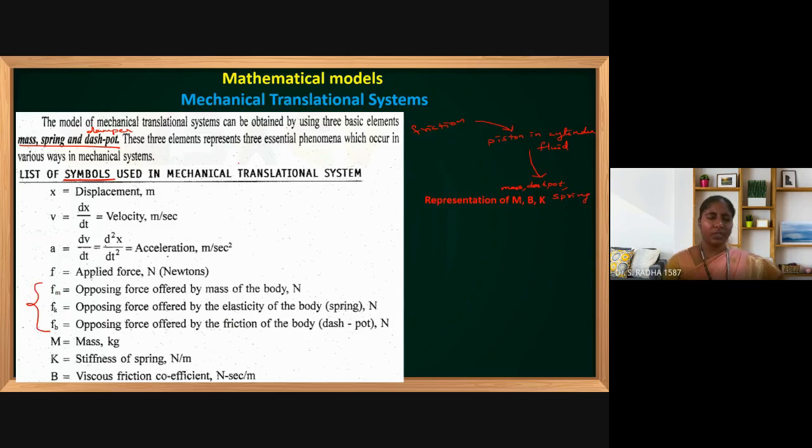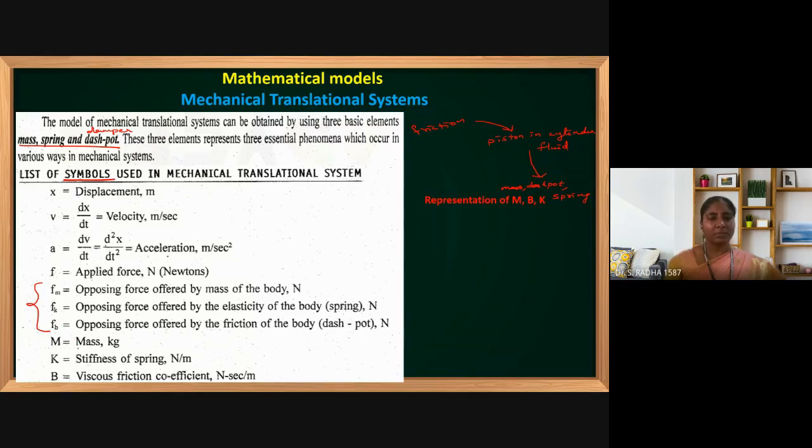We are taking 3 components to represent any system, and those 3 components will be giving some opposing force. Fm is the opposing force by mass, Fk is the opposing force by spring, Fb is the opposing force by dashpot. These 3 are opposing forces.